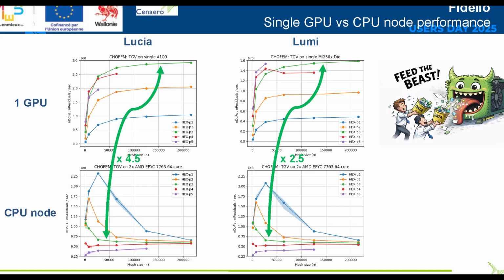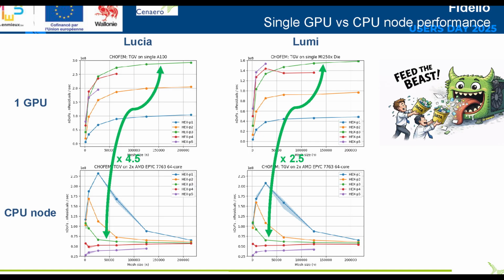Also a difference in terms of paradigm between the GPU and the CPU. Well, we need to saturate the GPU to extract as much performance as possible. So here I'm showing the number of degrees of freedom we can treat per second with respect to the mesh size, and you can see that we really need to feed the beast. I would say that's the picture that represents this. You need to give enough data to crunch to the GPU to reach the performance.